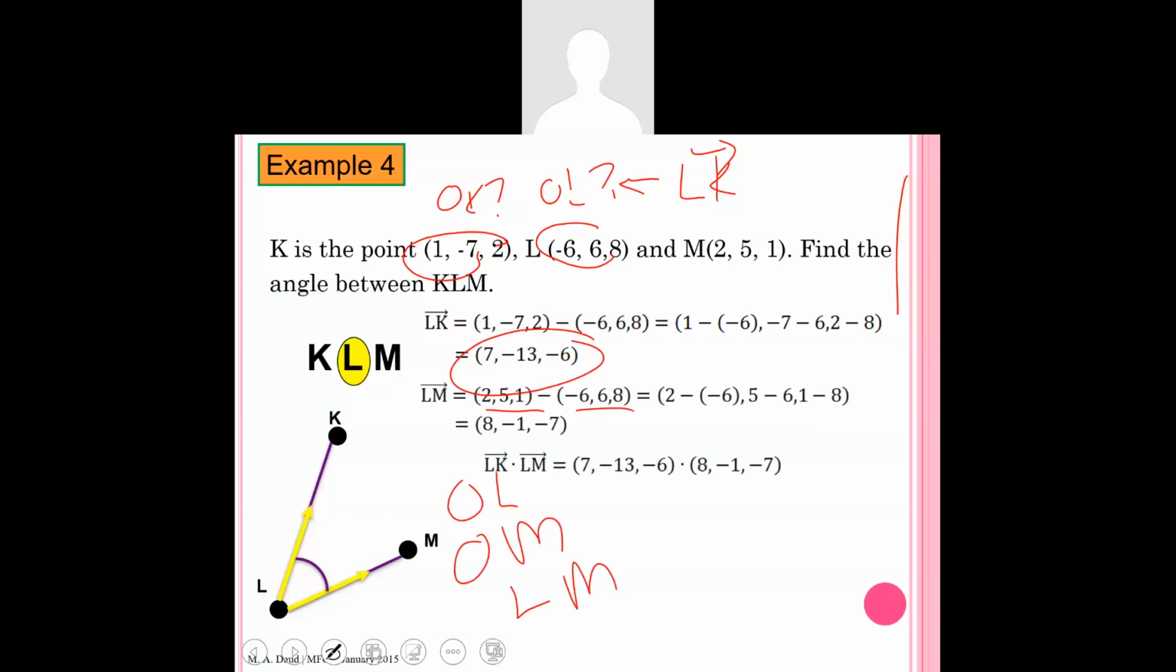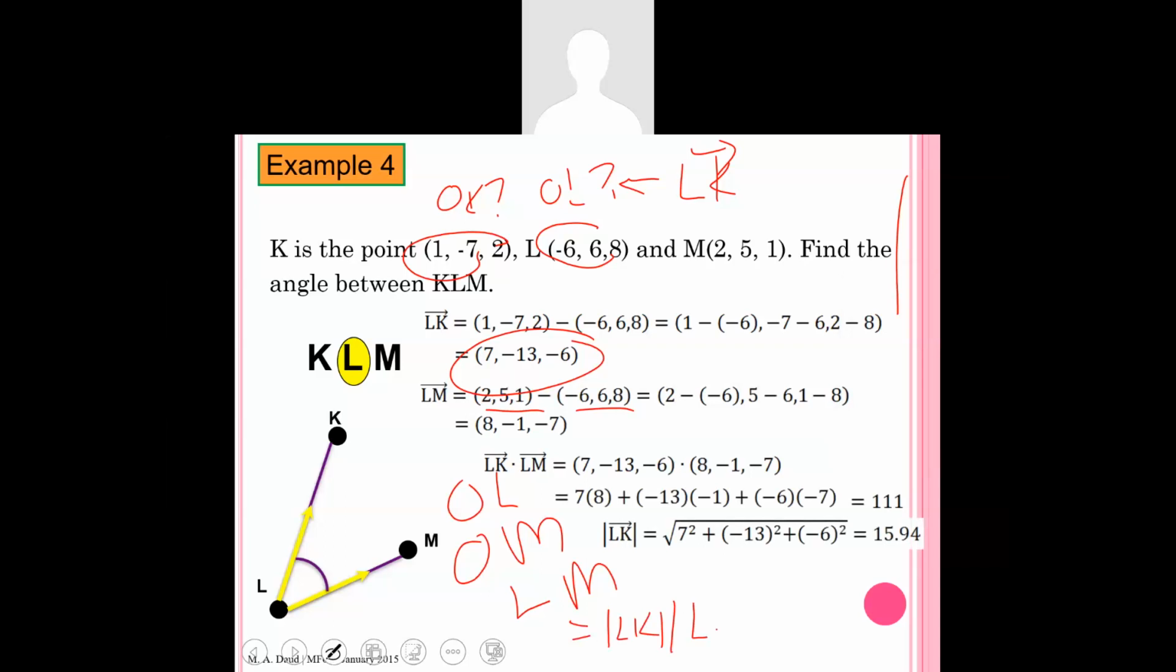Now we can start by looking for the dot product. Looking for the dot product, we get that the dot product equals 111. So 111 equals the multiplication of the magnitudes. Like before, the dot product equals the magnitude of LK times the magnitude of LM, multiplied by cos theta. So right now we want to know what cos theta is. So we're looking for the magnitude of LK and then the magnitude of LM.